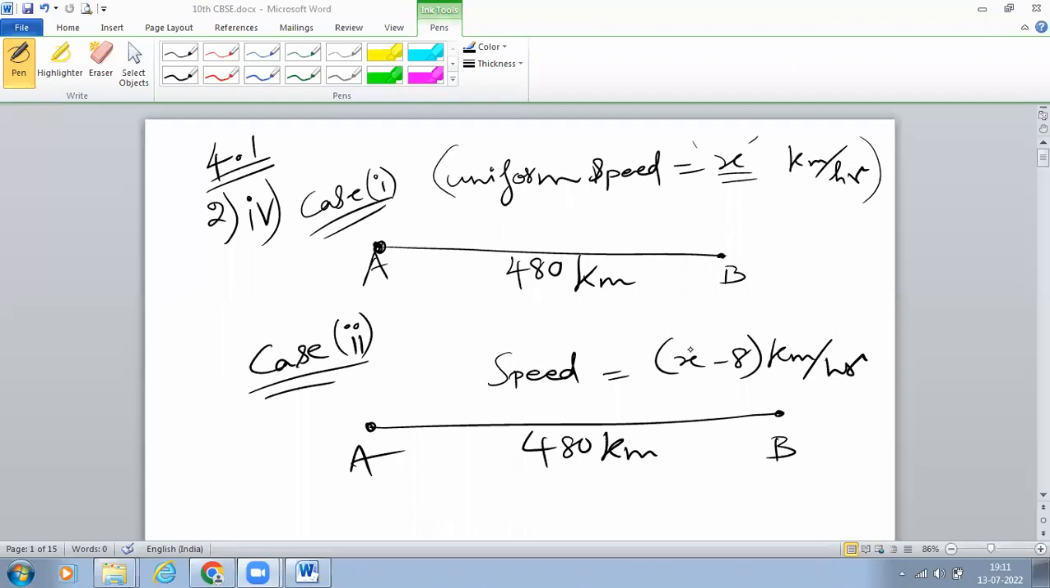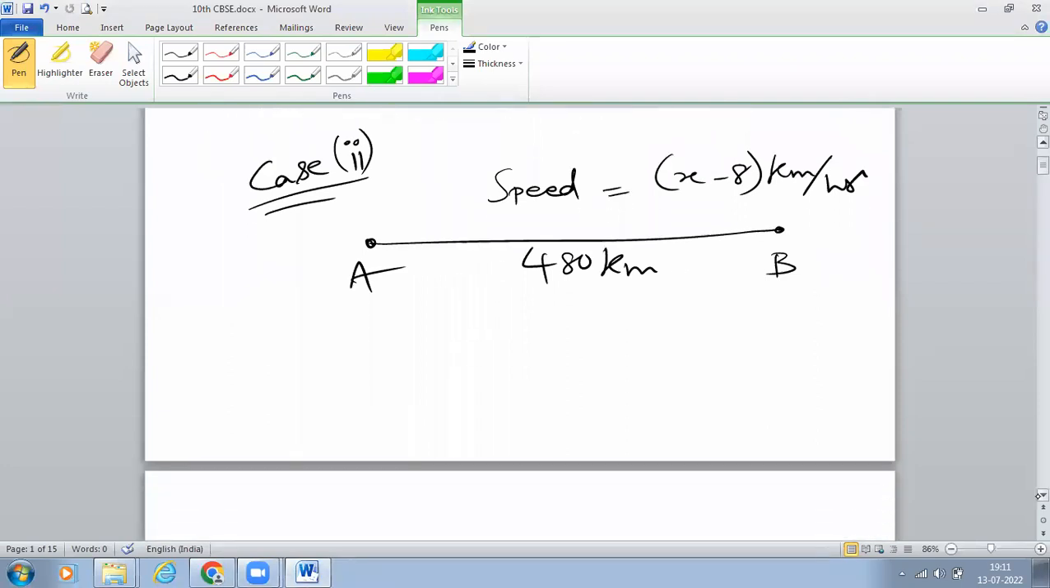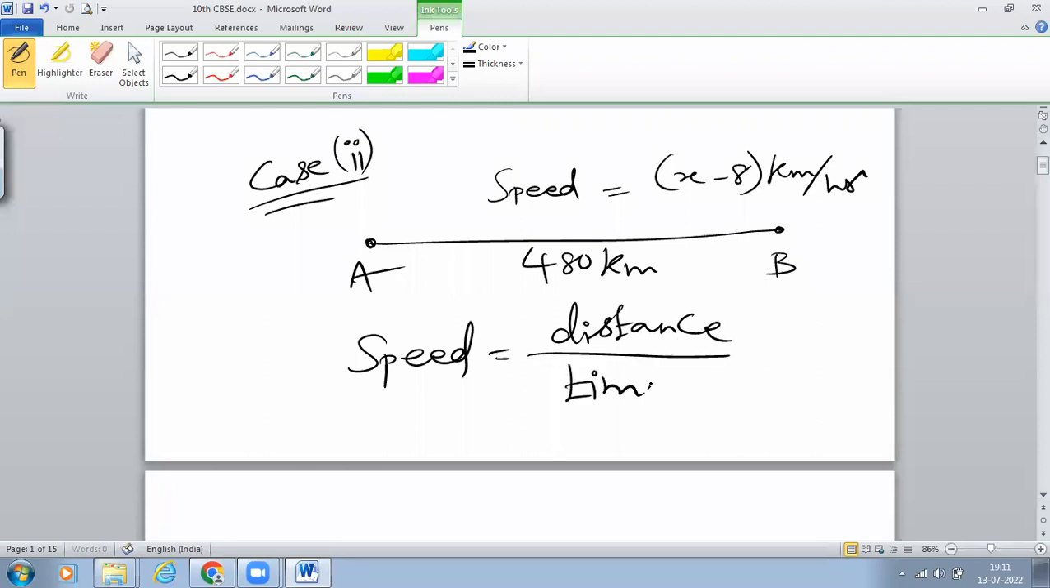So here in case 1, we have to find the time taken. Before finding it, can anyone tell me the formula for speed? Distance by time, right? The formula for speed is distance divided by time taken.